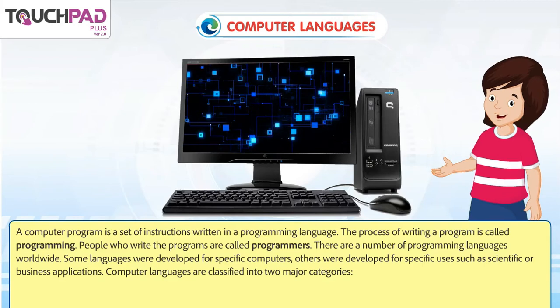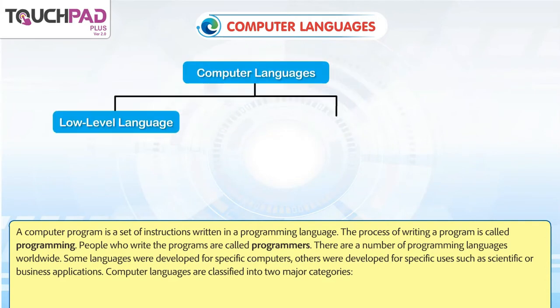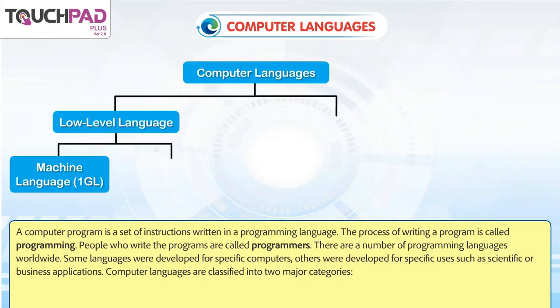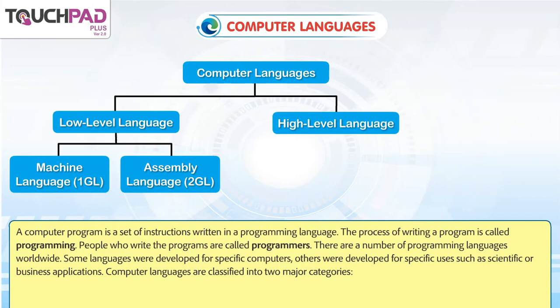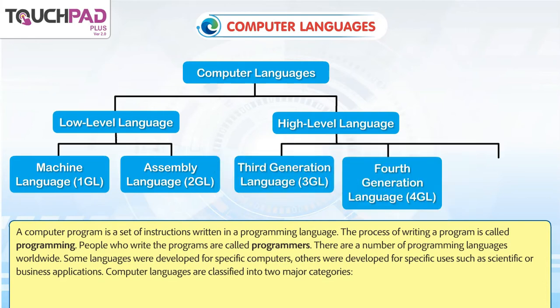Computer languages are classified into two major categories. Low-level language, which is the machine language 1GL or assembly language 2GL. High-level language, which consists of third-generation language 3GL, fourth-generation language 4GL, natural language 5GL.